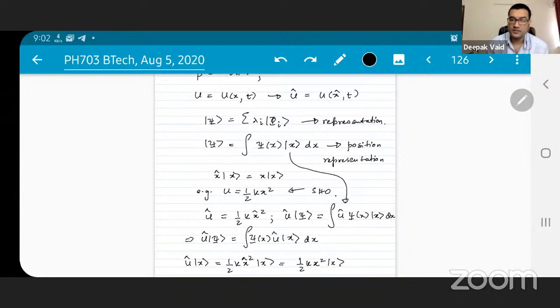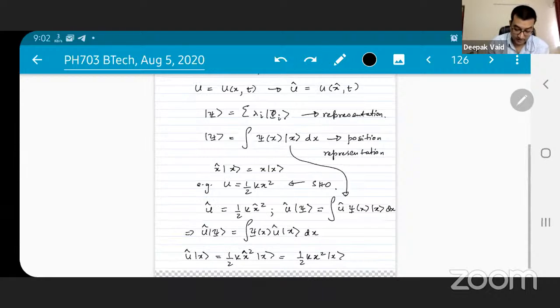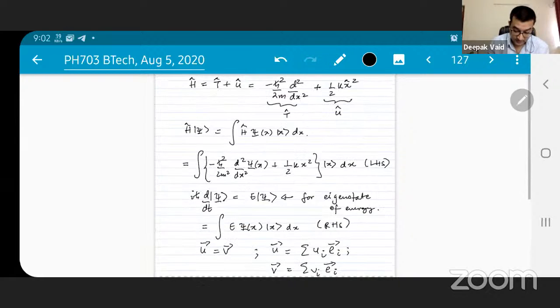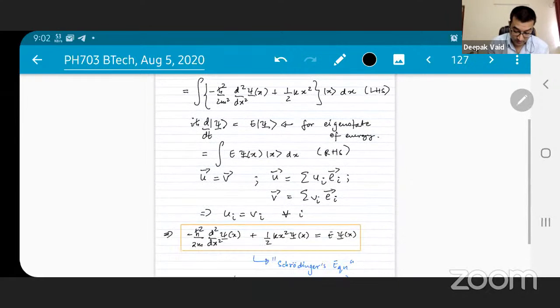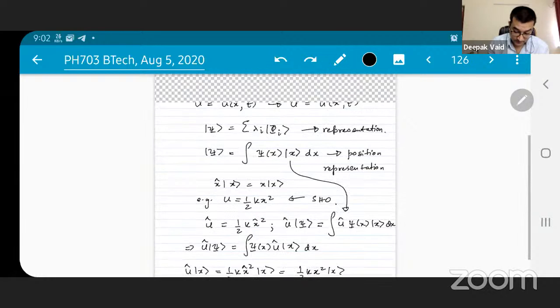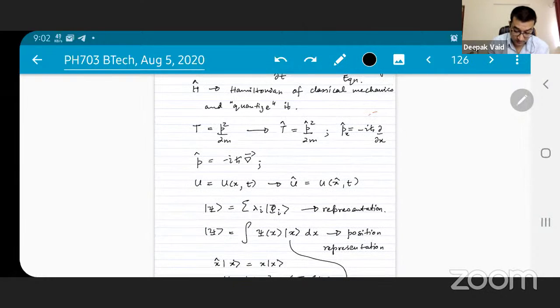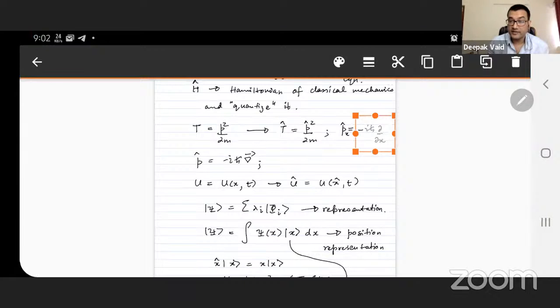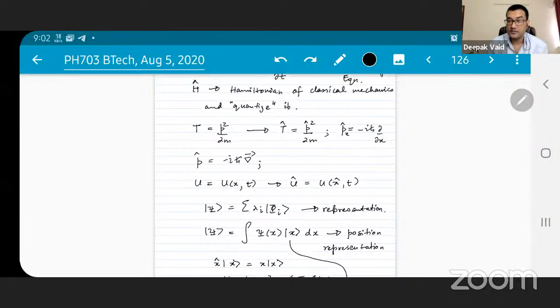Momentum representation just means eigenstates of the momentum operator, and the momentum operator is basically this derivative. So the eigenstates of this derivative operator are just the plane waves, sine and cosine, or linear combinations of sine and cosine, or exponent e to the i plus minus kx.